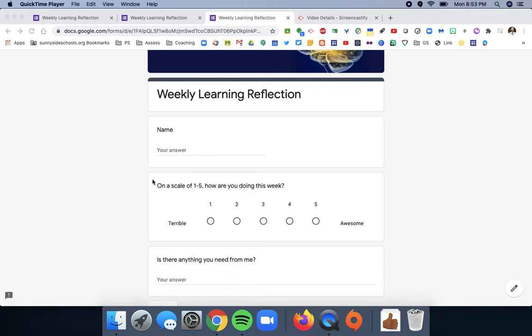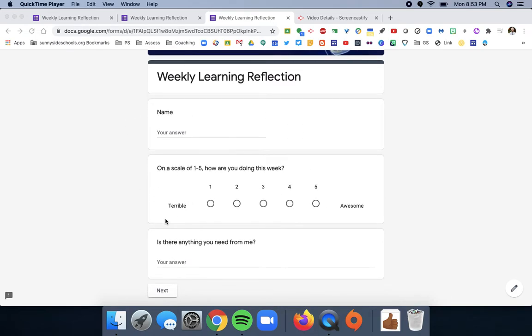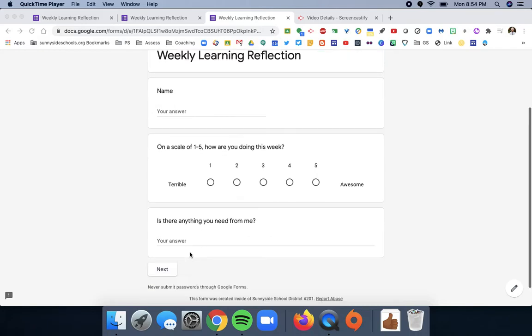I have a page here. You'll notice I have 1 to 5, how are you doing? The nice thing about separating this from the task is this assessment can allow me to check in with students personally, to check in on their wellness, especially when we're in a remote learning environment. That's so important. So I can see how they're doing and ask if there's anything they need from me.